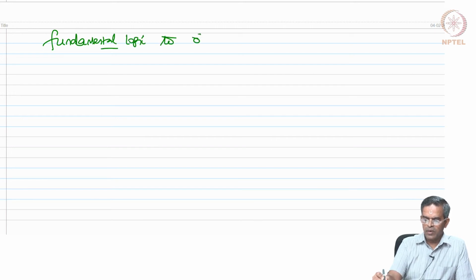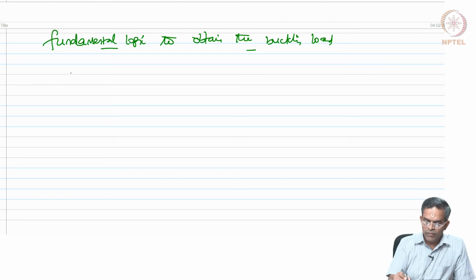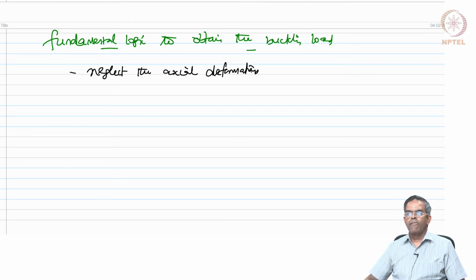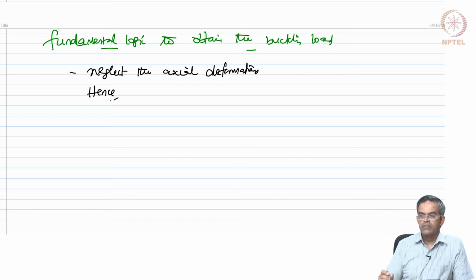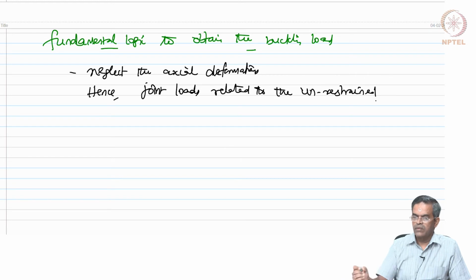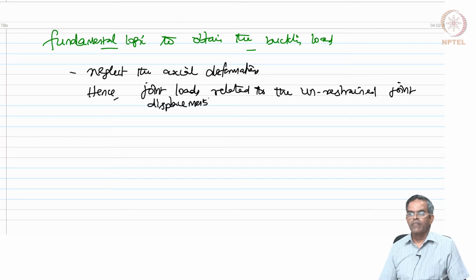Okay. Now, let us see the fundamental logic to obtain the buckling load. Friends, we already said we are taking a basic module, okay. We are neglecting the axial deformations. Therefore, joint loads related to the unrestrained joint displacements are set to 0.